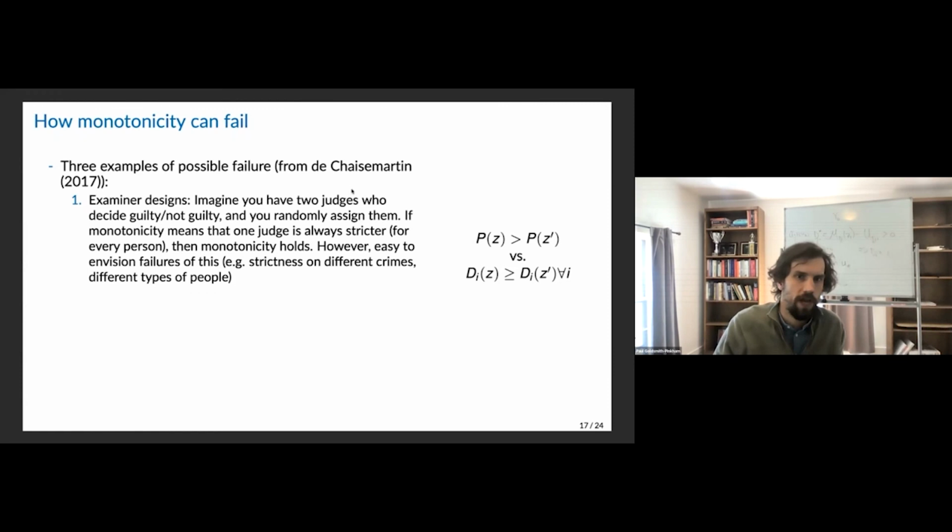But here, let's just imagine we have two judges. Leland and Azahan are our judges. Leland is very lenient and Azahan is very strict. We go before them and we're going to randomly assign them. And so Daniel shows up.